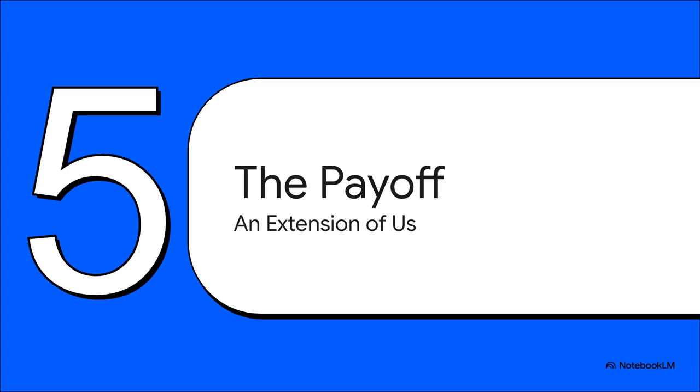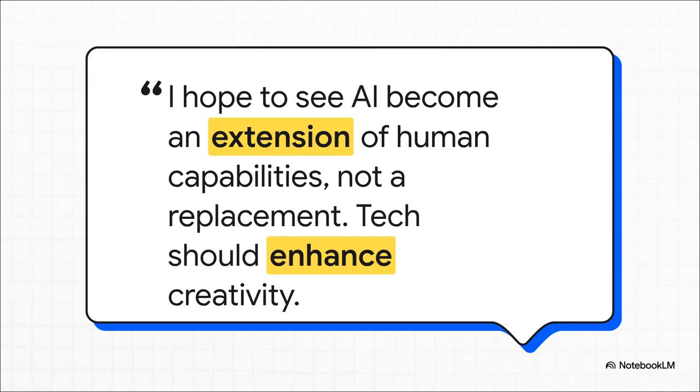Well, the vision, the big idea, it's about so much more than just making things a little easier. As the CEO of Google DeepMind, Demis Hassabis puts it, the real goal here isn't to replace people. It's to become an extension of our own capabilities. All that technology, from the supercomputer to your screen, it's all designed to boost our creativity, to help us solve bigger problems, and to augment our own intelligence.